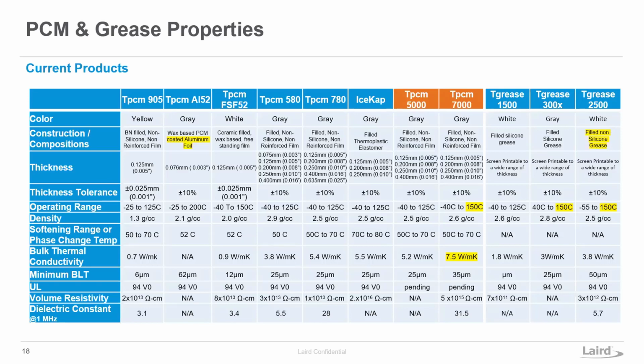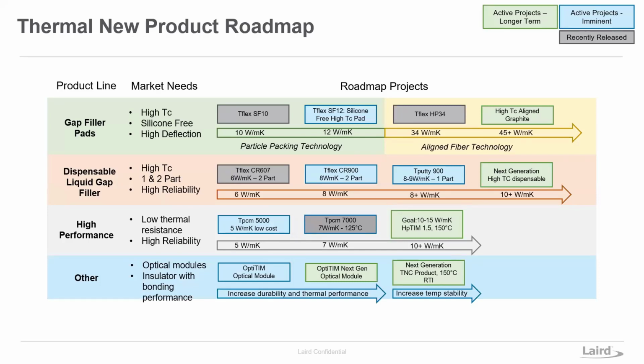All right, looking at our overall roadmap, we've touched on a few of these as we've gone through the presentation. The gray and blue products have been released or are very imminently going to be released, like within the next, I would say, 3 to 6 months, and the green ones kind of longer term. And you can see from the arrows that the general trend in all of these products is increased thermal conductivity. We're looking forward to getting these new ones out in the next year or so.